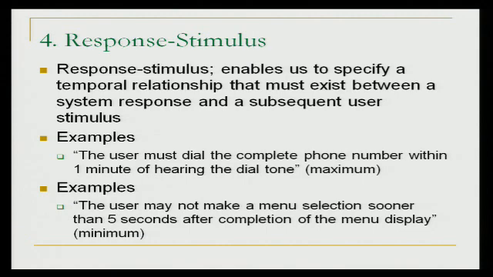And then finally, the minimum constraint: if I don't make a menu selection within 5 seconds after the menu display, I may have to try again or something like that. So again, a response, a menu display, then the input, menu selection. See how that works? Does that make sense?